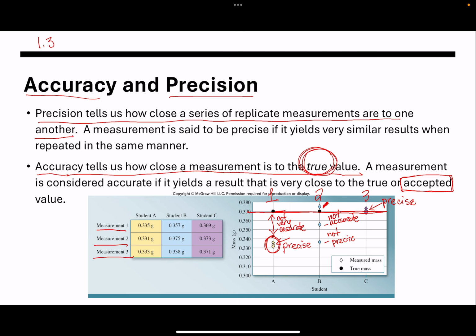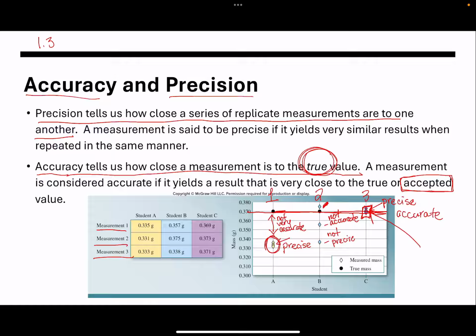And then this last one, you see that we have all three data measurements that are really close together, so they are precise, but they are also right here around the accepted value. So these would also be considered accurate. So they are both precise and accurate. And of course, this is what we want from a measuring device. We want it to be very consistent, meaning precise, and we also want it to be close to the accepted value, meaning accurate.